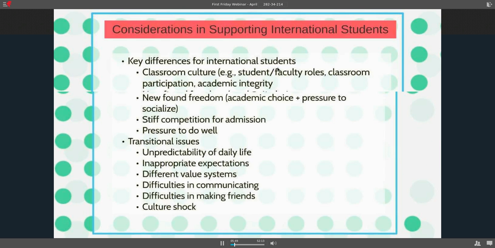So we wanted to provide some general information about supporting international students, depending on what your experiences have been. Some of the key differences that we found for international students are things related to classroom culture. So understanding student and faculty roles and how they interact, and how students might interact with faculty in the U.S. or in Canada versus their home country, and what classroom participation looks like. While we do have lots of large lectures, we're not purely lecture. We want people to participate. And then also what academic integrity looks like and how it could be different in different countries.